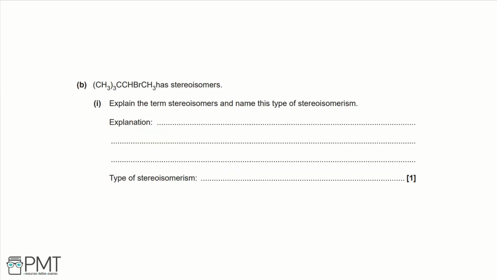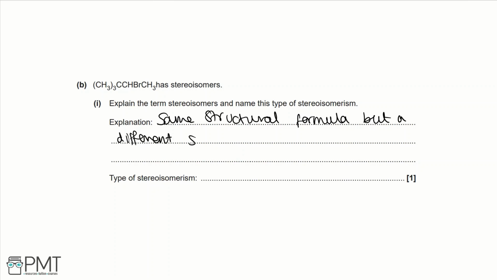B. (CH3)3CCHBrCH3 has stereoisomers. Part 1. Explain the term stereoisomers and name this type of stereoisomerism. So this question relies on recall. And if you got this question wrong, it's worth noting this on a flashcard so that you can revisit it and learn the set phrase to write. So the explanation that they want for what a stereoisomer is that there's a same structural formula but a different spatial arrangement of atoms. You could have also said a different arrangement of atoms in space.